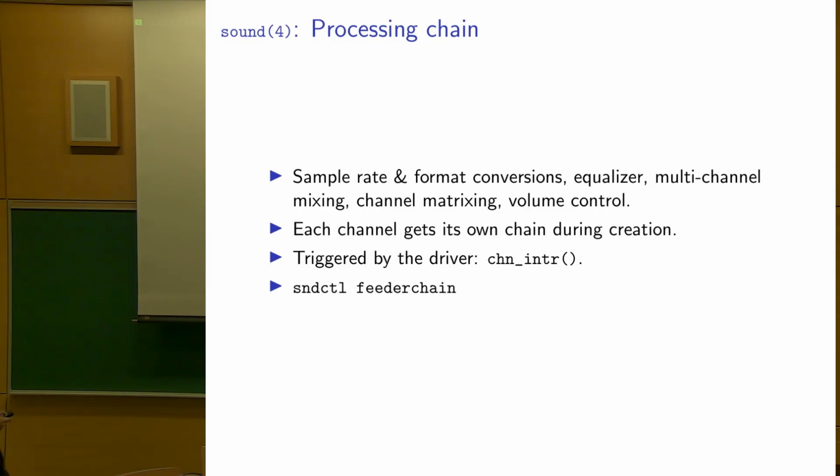And also volume control. I guess you all know what volume control is. So each channel has its own processing chain when it's created. It's not a global chain for everyone. Let's say that for one channel, we just need resampling. That's it. We don't need anything else. So this channel would just get the resampling part of the chain. Other channels may need matrixing, so they will get just the matrixing. Others need all of that. So we give each channel its own processing chain.